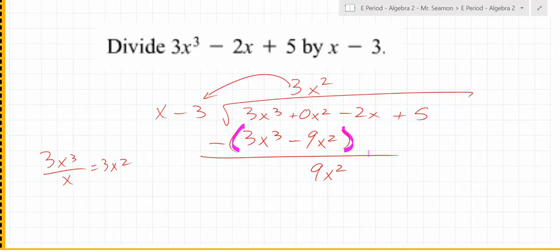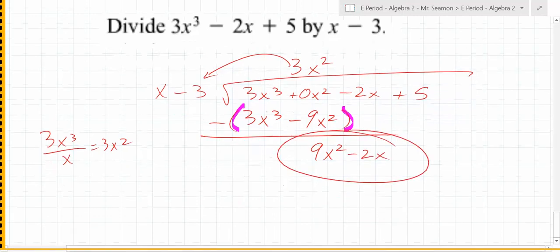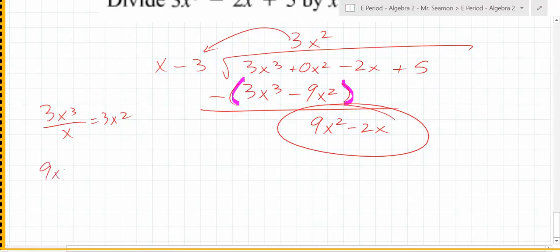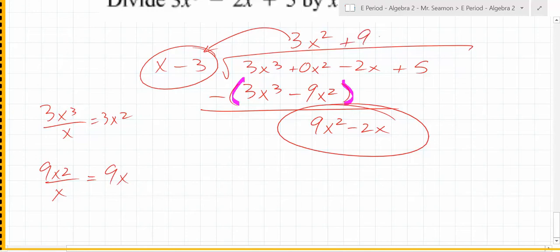What do you bring down now, Alex? Yeah, what's the new leading term? 9x squared. What's the other leading term that stayed the same? What's 9x squared divided by x? Yeah, and you plug that up here. And now you, what's that one word?